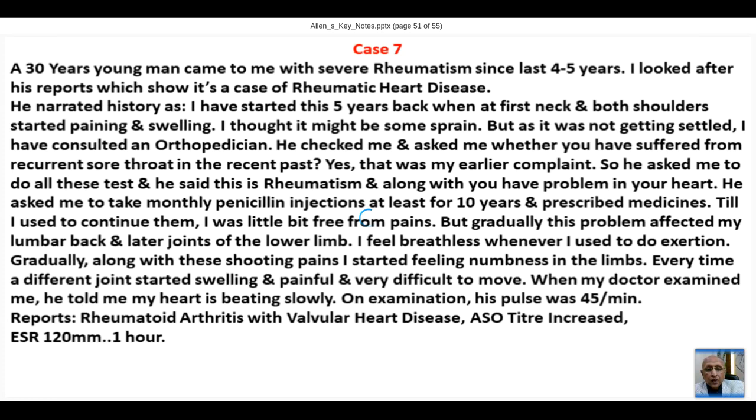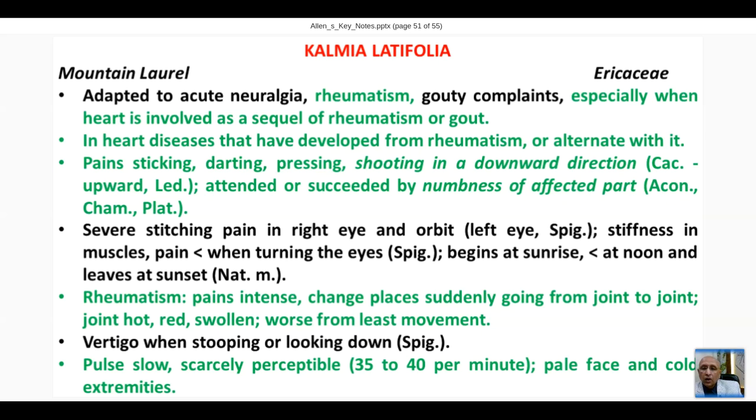It takes a long time to come out of the situation. I started Kalmia with the LM potency in this case. So the Kalmia picture, as mentioned there, if you find Kalmia, everything is in Kalmia. It is related to valvular heart disease associated with rheumatism. If you think about Kalmia, one must think about Lithium carb also. Lithium carb is also an important remedy, one should not forget, but it is not there in Allen's Keynotes.